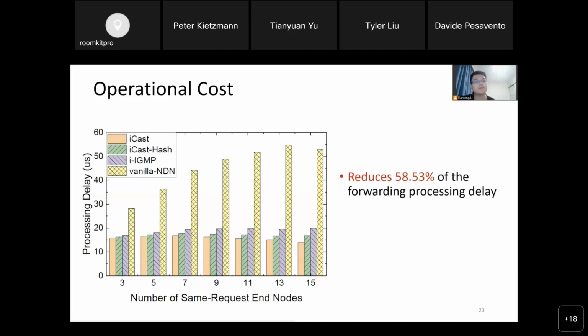In vanilla NDN, the access point has to copy and send out data packets multiple times via unicast. IIGMP takes more operational cost than ICAST as the AP has to look up its group record table and send out an extra new group notification packet each time a new group is established. Thus, IIGMP takes 1.2 times the average processing delay of basic ICAST.